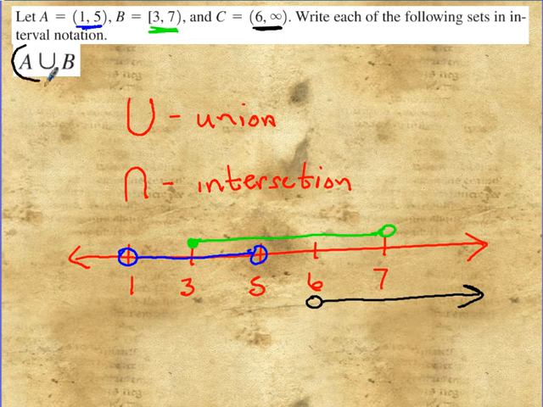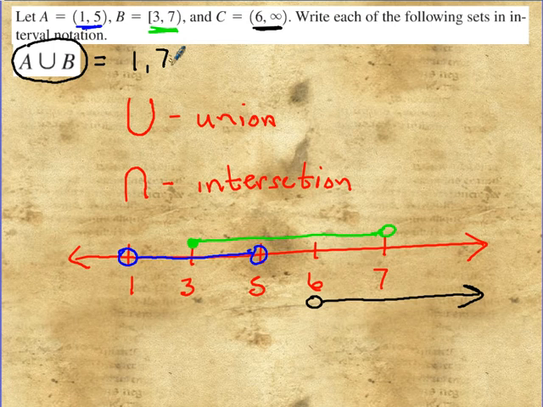If I'm looking for A union B, all that simply means is take all the numbers that are in A, take all the numbers that are in B, and put them all together. And just tell what numbers you have now. The numbers in A are the blue numbers, all the numbers from 1 to 5, not including 1. The numbers in B are all the green numbers from 3 to 7. Put those together. And that would be all the numbers from 1 up to where? 7, right? Does everybody understand that?